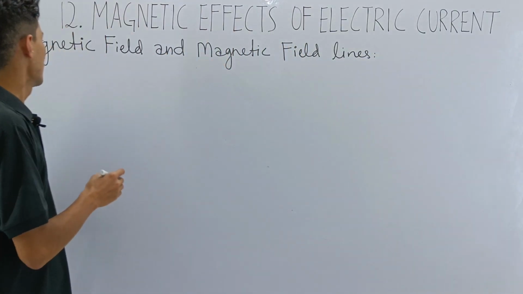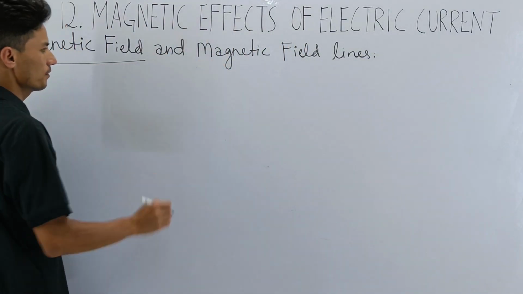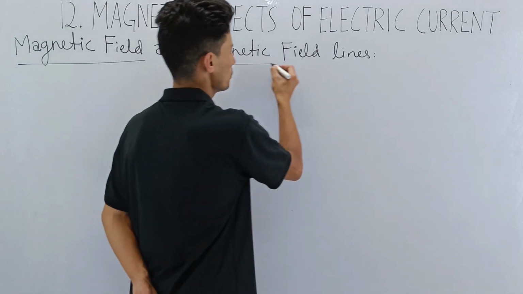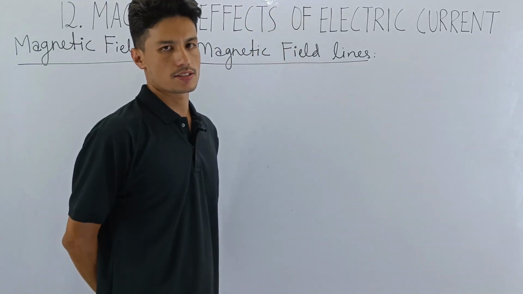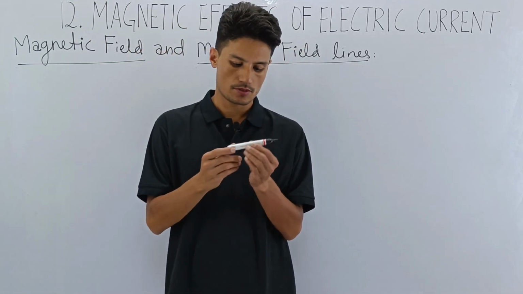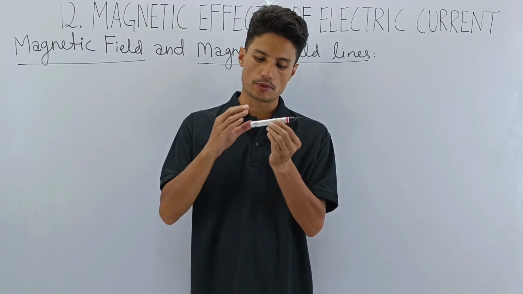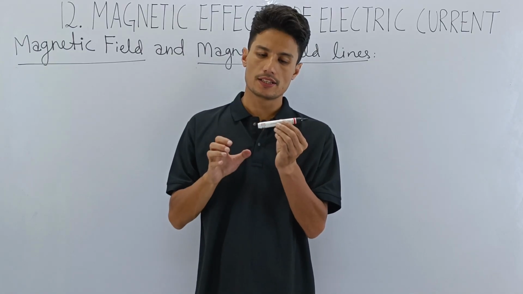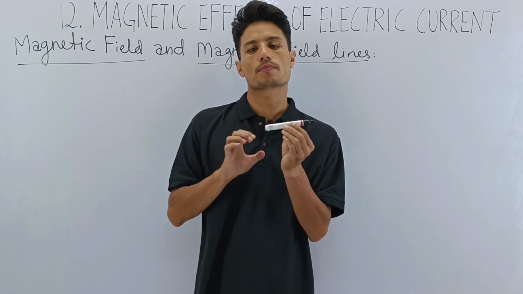So what is the meaning of magnetic field and what do you mean by magnetic field lines? By magnetic field, we are talking about the region surrounding the magnet whereby its influence can be felt.